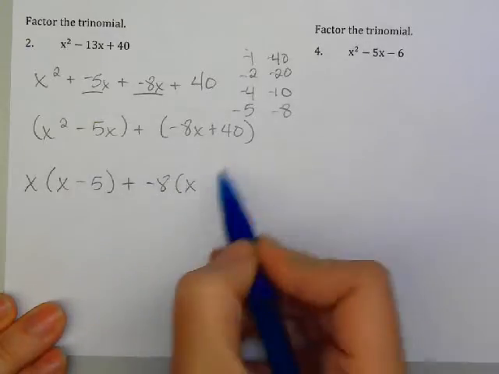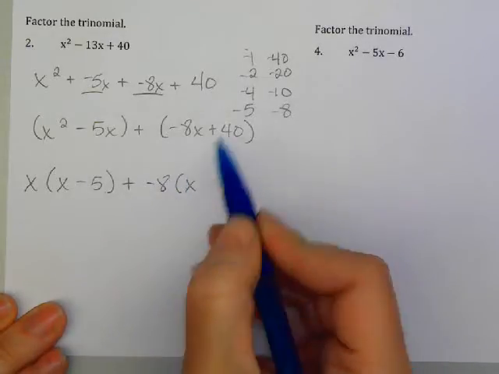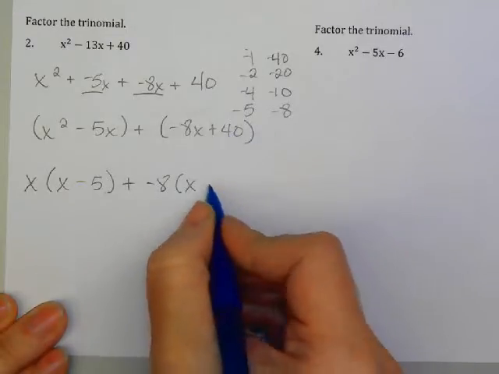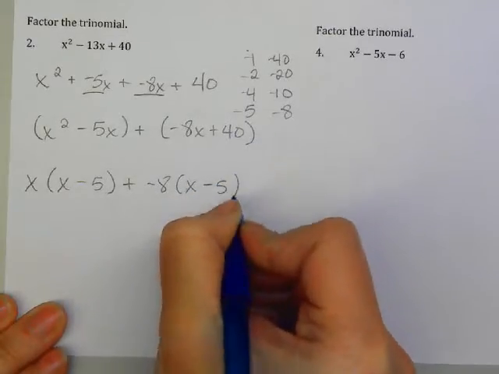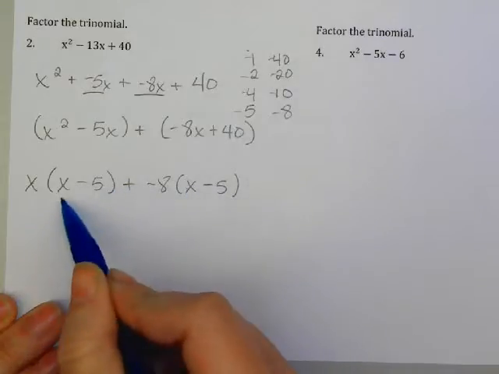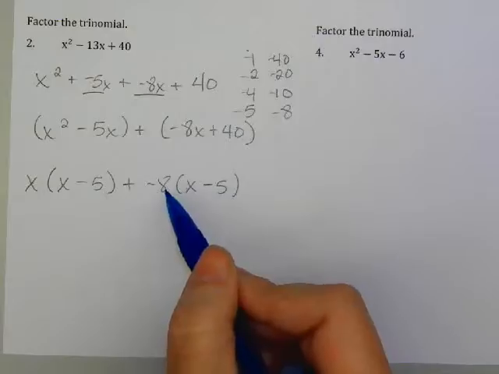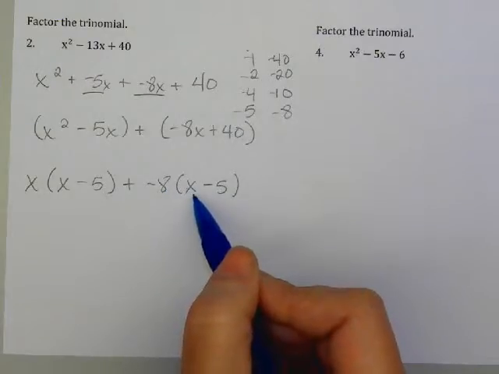Number 4, once again, we have to deal with some negatives. We're going to use the box and diamond method with this one. So I'm going to start.